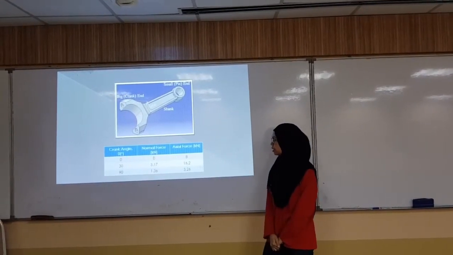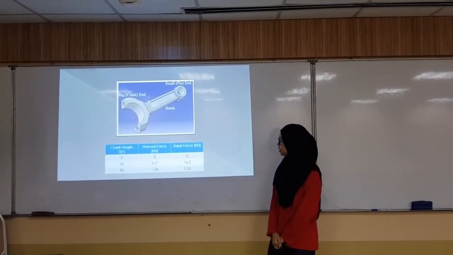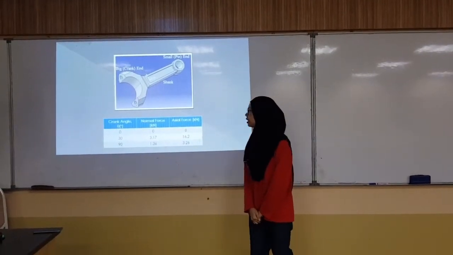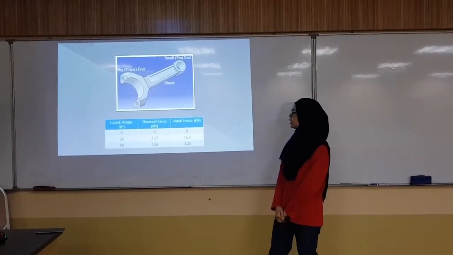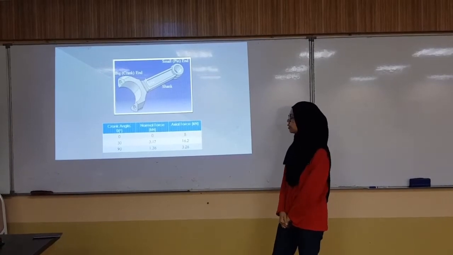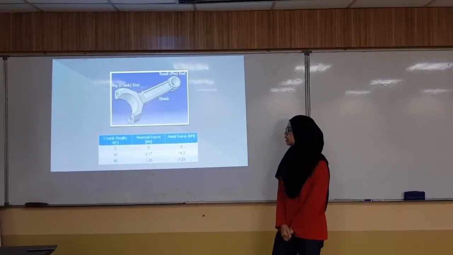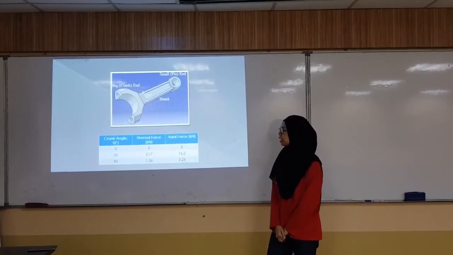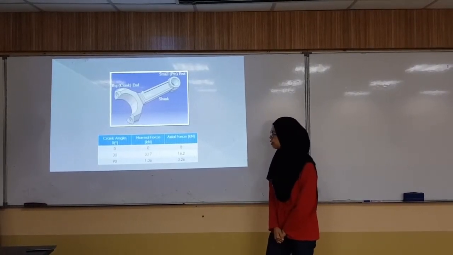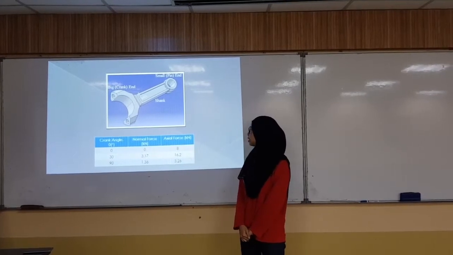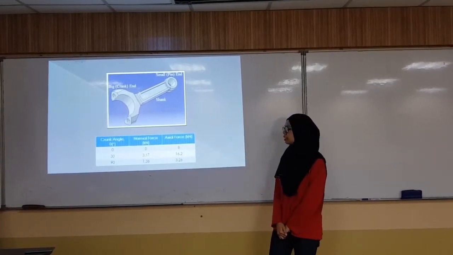After we do some analysis, we obtain that at 0 degree of the angle, the normal force is 0 kN and the axial force is 8 kN. At 30 degree, we obtain the normal force is 3.17 kN and the axial force is 16.2 kN. While at 90 degree, the result is 1.36 kN and the axial force is 3.26 kN.